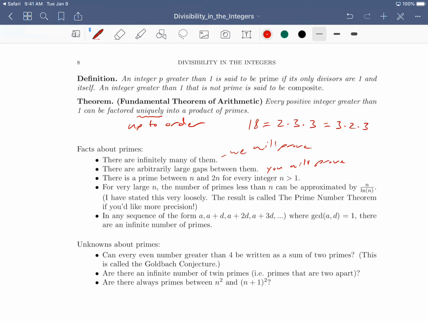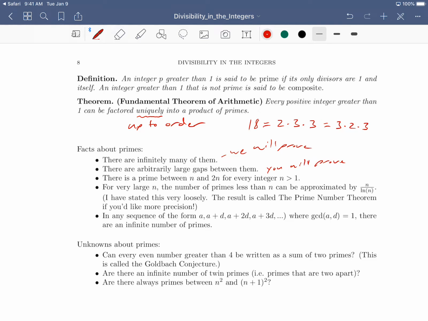The next one is called the prime number theorem, and roughly it says when n is big, the number of primes less than n can be approximated by this n over log n expression, which is pretty interesting. I'm going to put some pictures up if you want to read a little bit more about that.